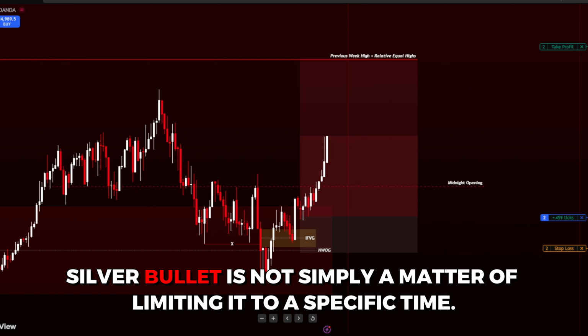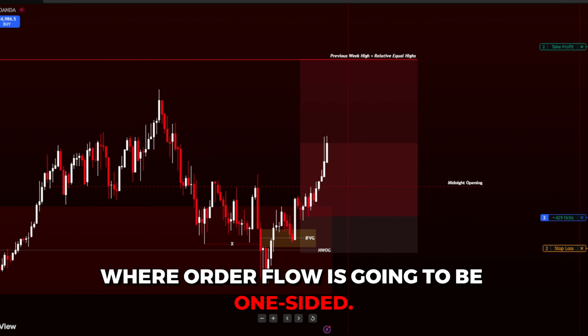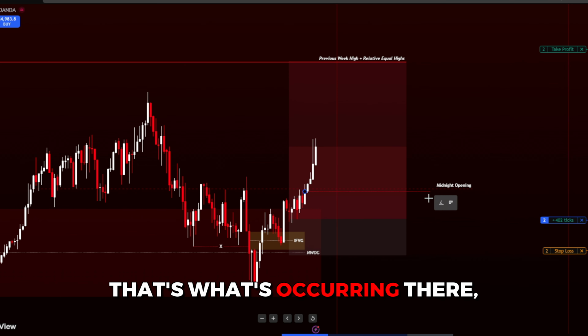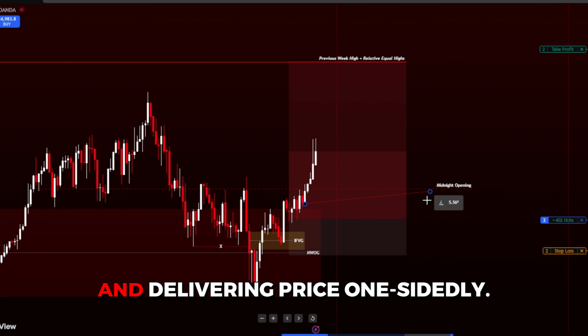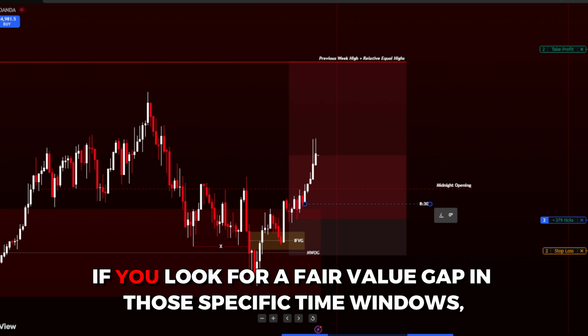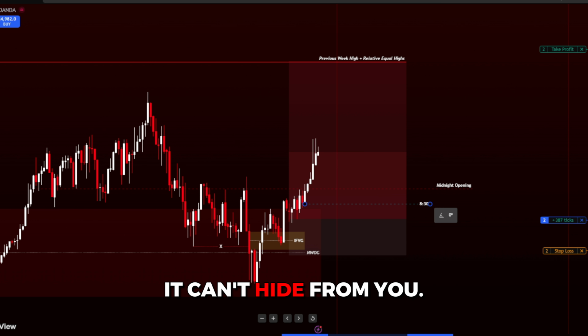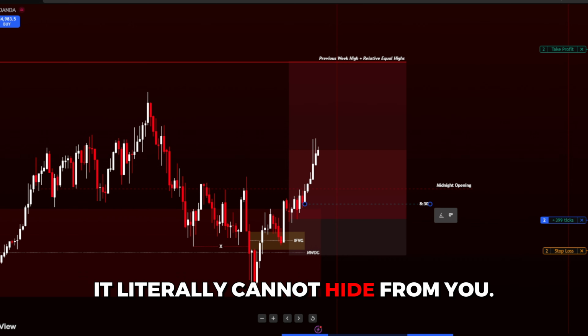Silver bullet is not simply a matter of limiting it to a specific time. All I've done was take very specific generic times where order flow is going to be one-sided. That's what's occurring there, because the algorithm is going to start spooling and delivering price one-sidedly. And because its nature is to perform that way, if you look for a fair value gap in those specific time windows where the beginning and the ending of it is, it can't hide from you. It literally cannot hide from you.